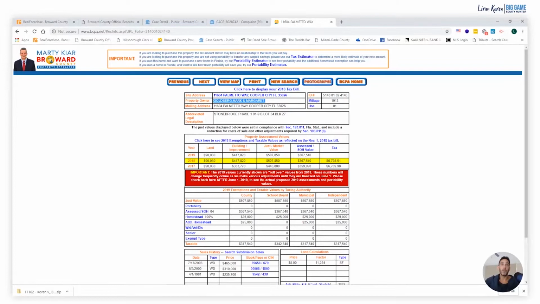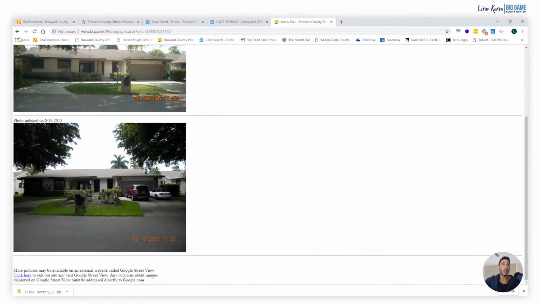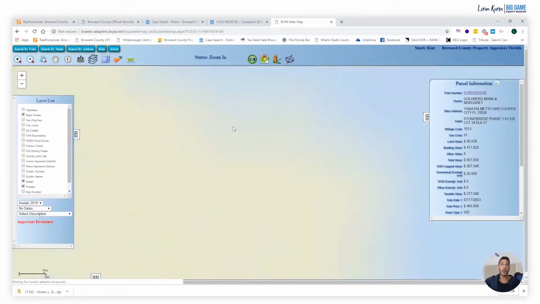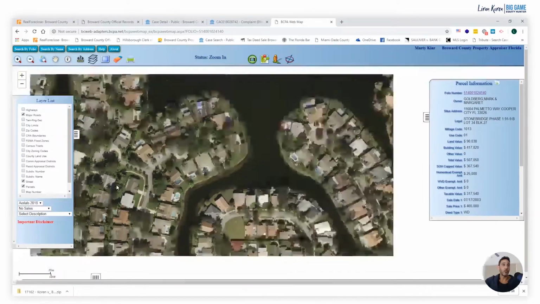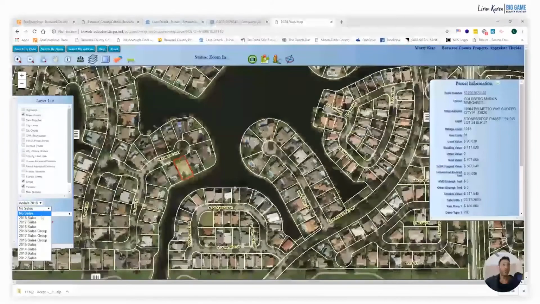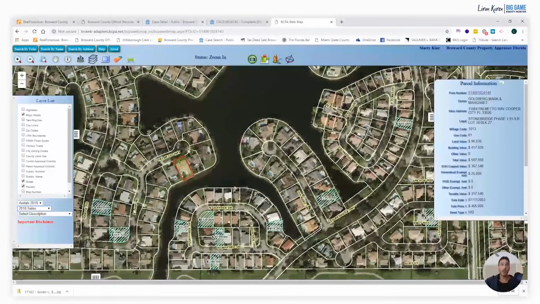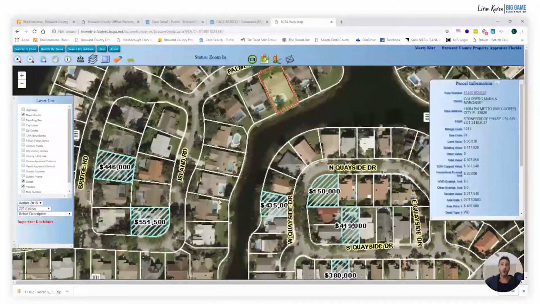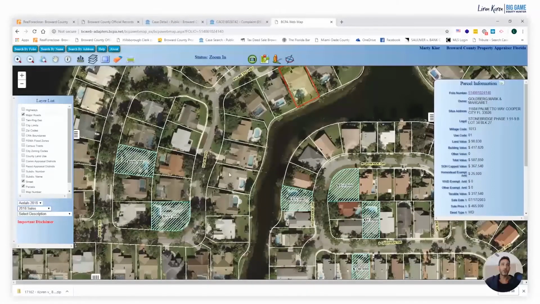So now I have the address to the lis pendens. I can actually do my evaluation. I can look at the photos. I can see the house. I look at the map and I can do a quick evaluation using the property appraisal tools that are given to me here in Broward County. It's not to be 100% accurate. It's just to get a sense of what I should expect the house to sell for in the area.